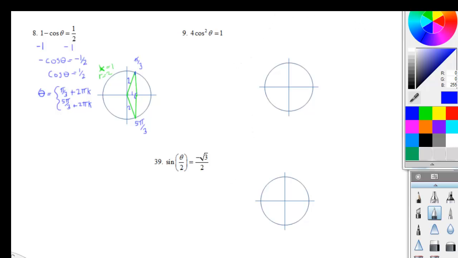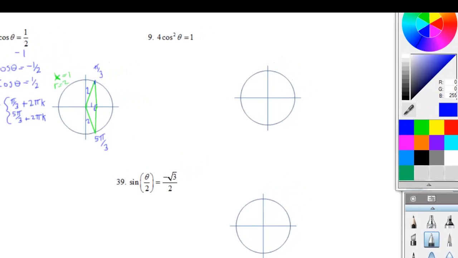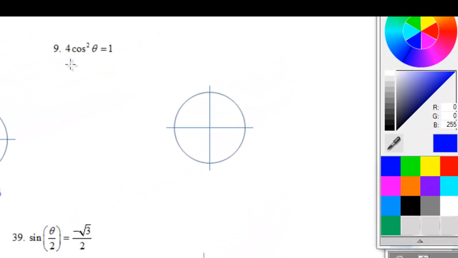4 cosine squared theta is equal to 1. So first we want to isolate the cosine squared, so I'm going to divide both sides by 4. So cosine squared theta equals 1/4. And then cosine theta equals plus or minus the square root of 1/4. And cosine theta equals plus or minus 1/2.